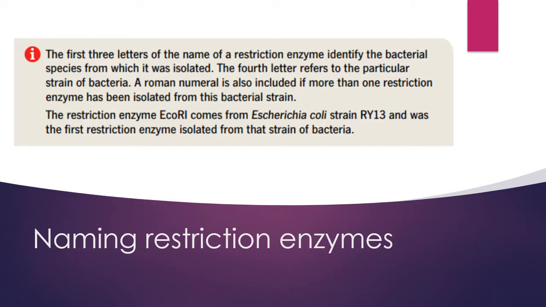Now, just so we know with the naming, the first 3 letters of the restriction enzyme is indicating the bacterial species that it was isolated from. The 4th letter is the strain from that bacteria. And then the Roman numeral is if there's more than one restriction enzyme from that bacterial strain. So the EcoR1 is the E. coli, the R is the strain of the E. coli, and then the 1 or the I is the first restriction enzyme isolated from that strain.